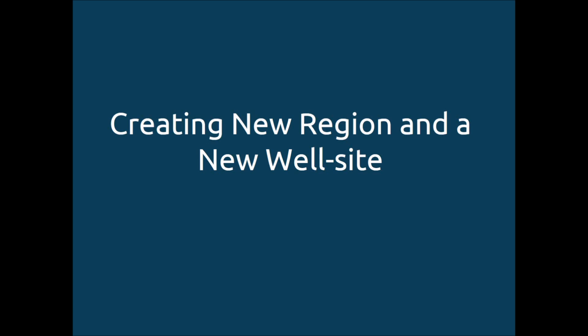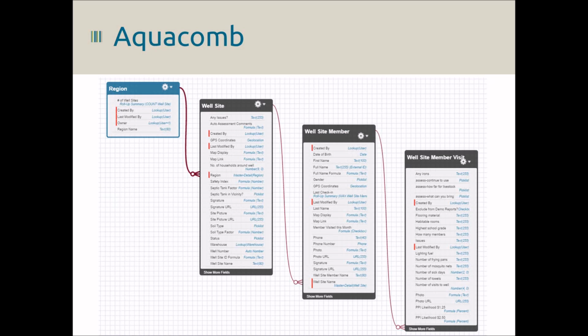So the scenario we're working with today is that Aquacomb is exploring expanding into new regions. For a specific group of field officers, they're going to send them out, and they've asked them to gather information on one potential well site in each region. So we want to create a survey that's going to create a new region record in our system as well as a new well site record, and we want those two records to be related.